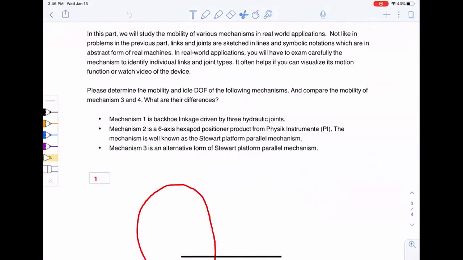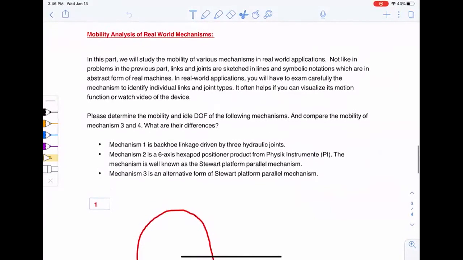So without wasting further time in introduction, let us start with today's recitation. Give me a moment. Okay, here is the part that I'm going to cover today: mobility analysis of real world mechanisms. Let me start by reading the question first.